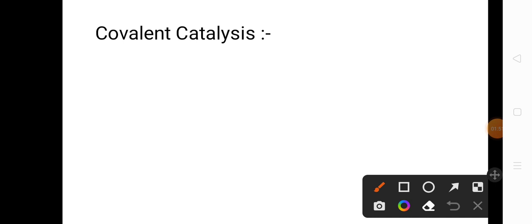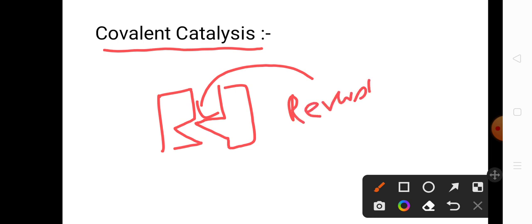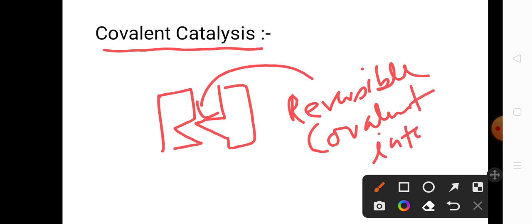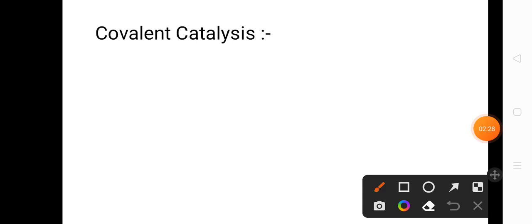In covalent catalysis, remember, between the active site of the enzyme and the substrate there will be formation of a reversible covalent bond. That means the substrate and active site interaction will be a reversible covalent interaction. Remember, this type of covalent interaction is temporary, but the substrate will be bound to the enzyme during the course of catalysis.